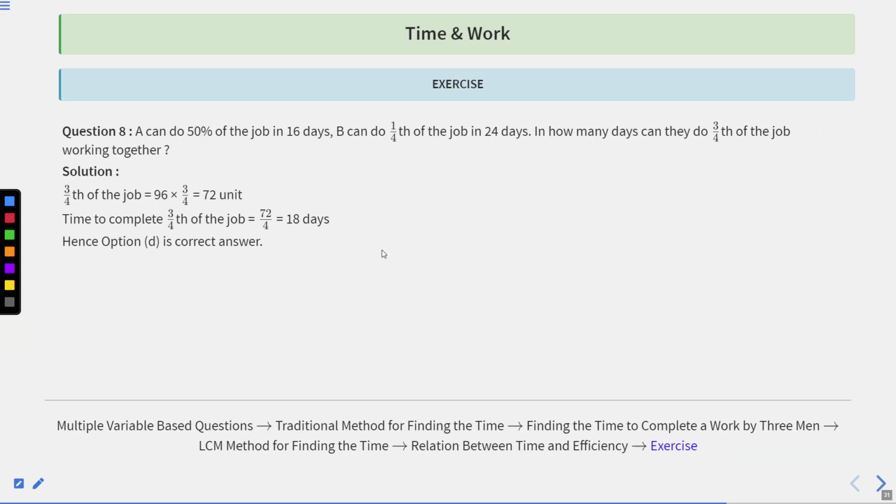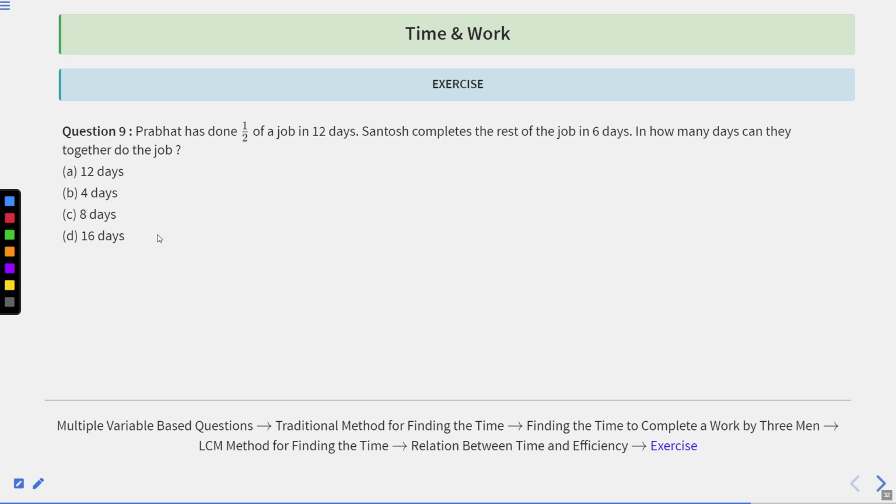But we are not interested in how much time will they take to complete the full job. But we need three-fourth of the job. That is, three-fourth of the job is equal to 96 into three-fourth, that is 72 units. And time to complete three-fourth of the job will be 72 upon 4, that is equal to 18 days. So the option correct here is option D.